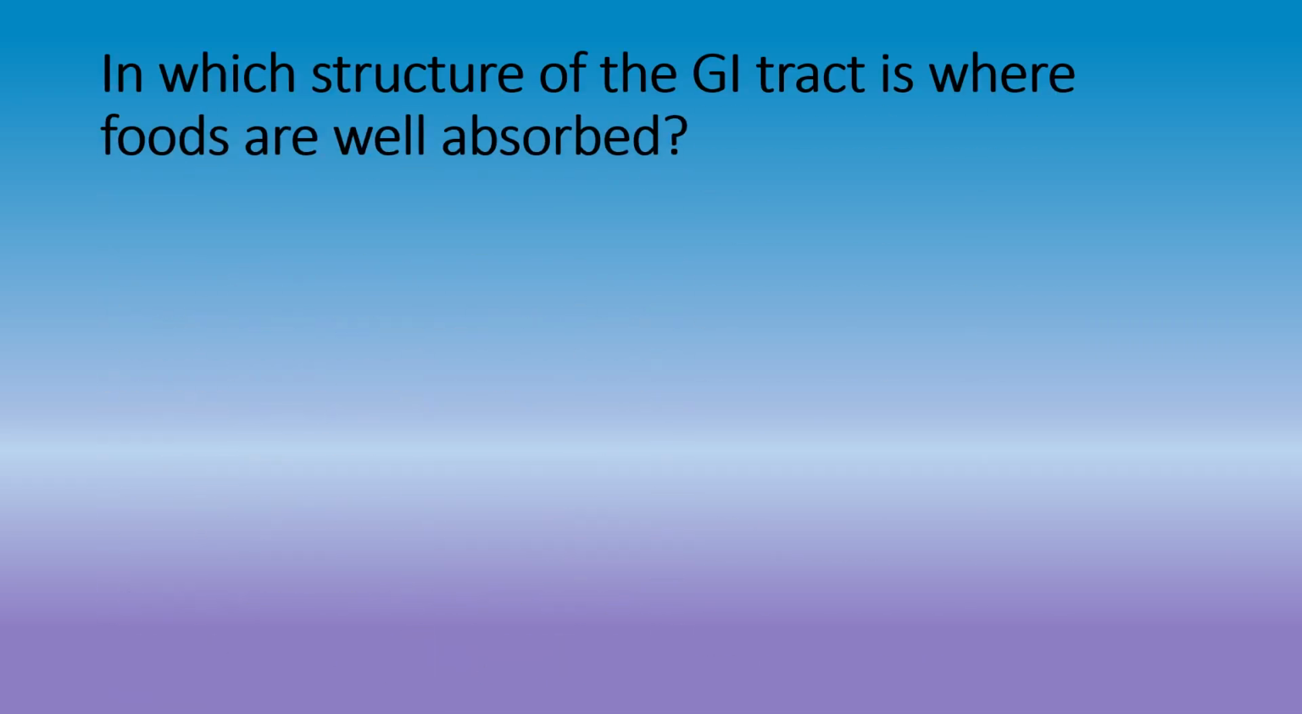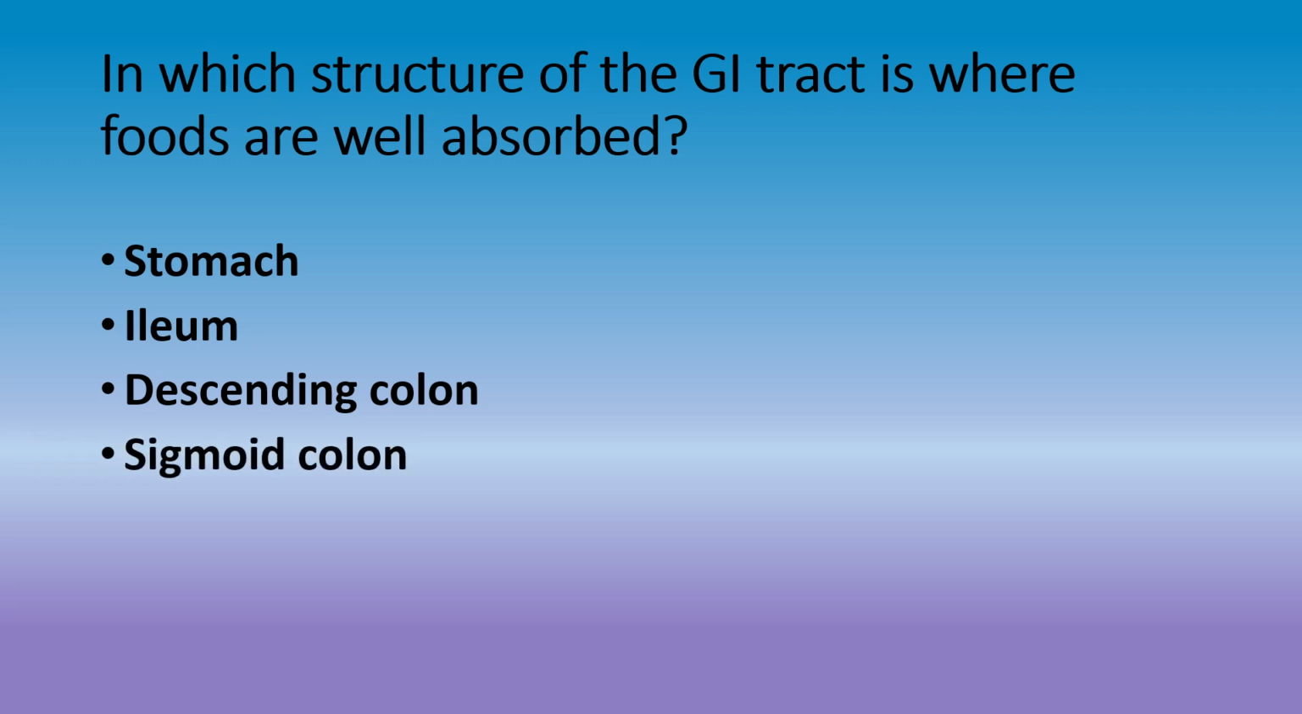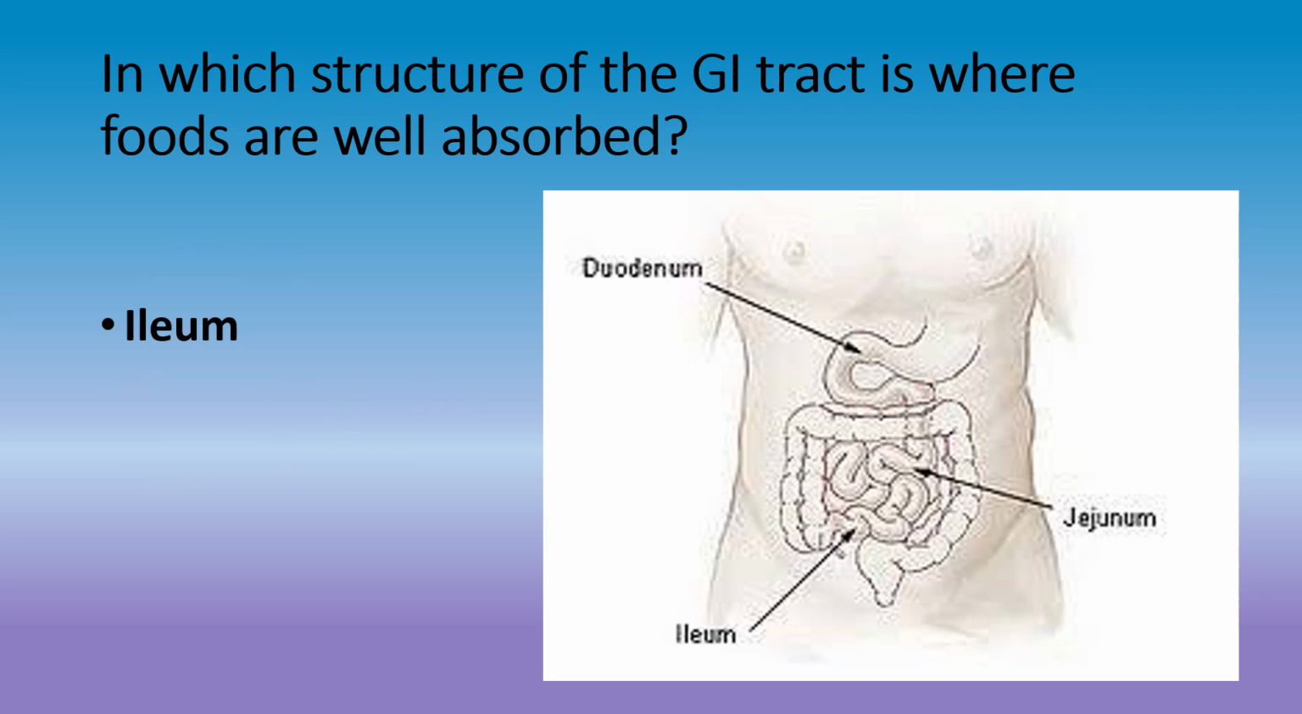Next question. In which structure of the GI tract, which is the gastrointestinal tract, are foods well absorbed? Is it in the stomach? Is it in the ileum? Is it in the descending colon? Or is it in the sigmoid colon? So it is in the ileum. So the ileum is the last part of the small intestine. Its function is to further digest food coming from the stomach and other parts of the small intestine.